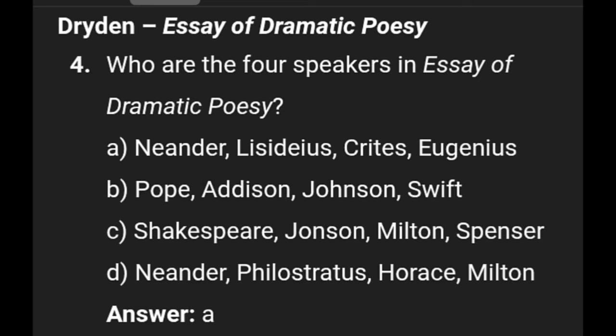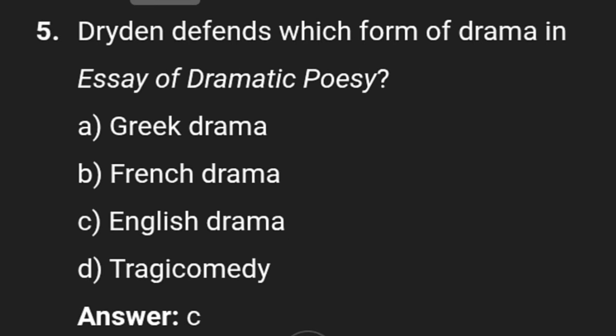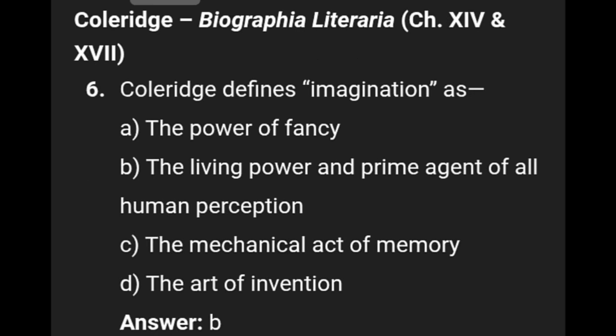Who are the four speakers in Essay of Dramatic Poesy? Neander, Lisideius, Crites, Eugenius. Then Dryden defends which form of drama in Essay of Dramatic Poesy? English drama. Then from Biographia Literaria by S.T. Coleridge. Coleridge defines imagination as the living power and prime agent of all human perception.